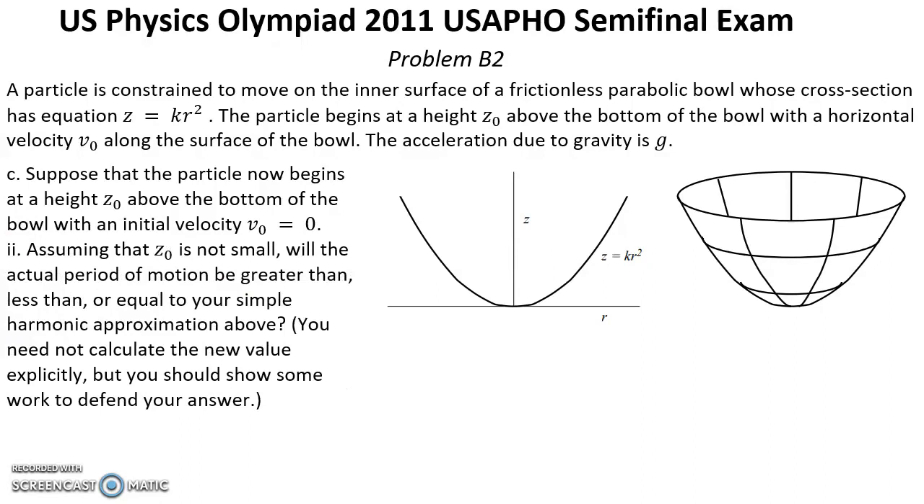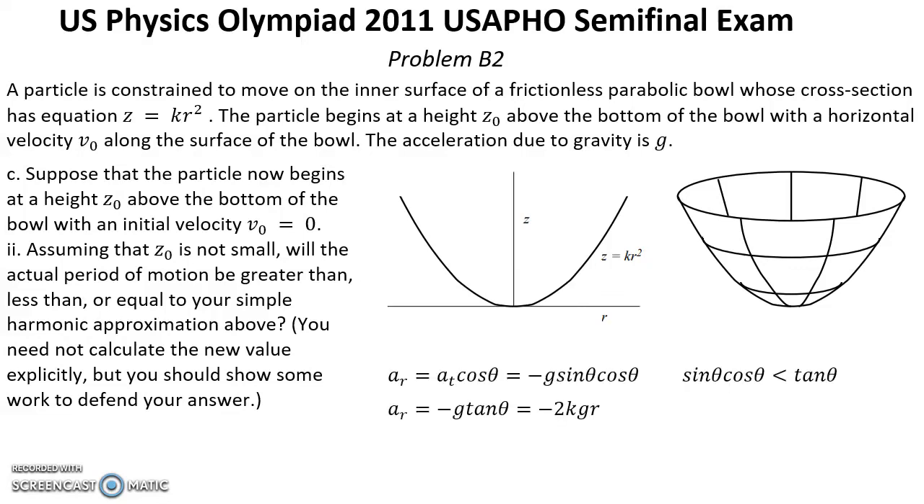Part C, question 2. Assuming that z0 is not small, will the actual period of motion be greater than, less than, or equal to your simple harmonic approximation above? You need not calculate the new value explicitly, but you should show some work to defend your answer.